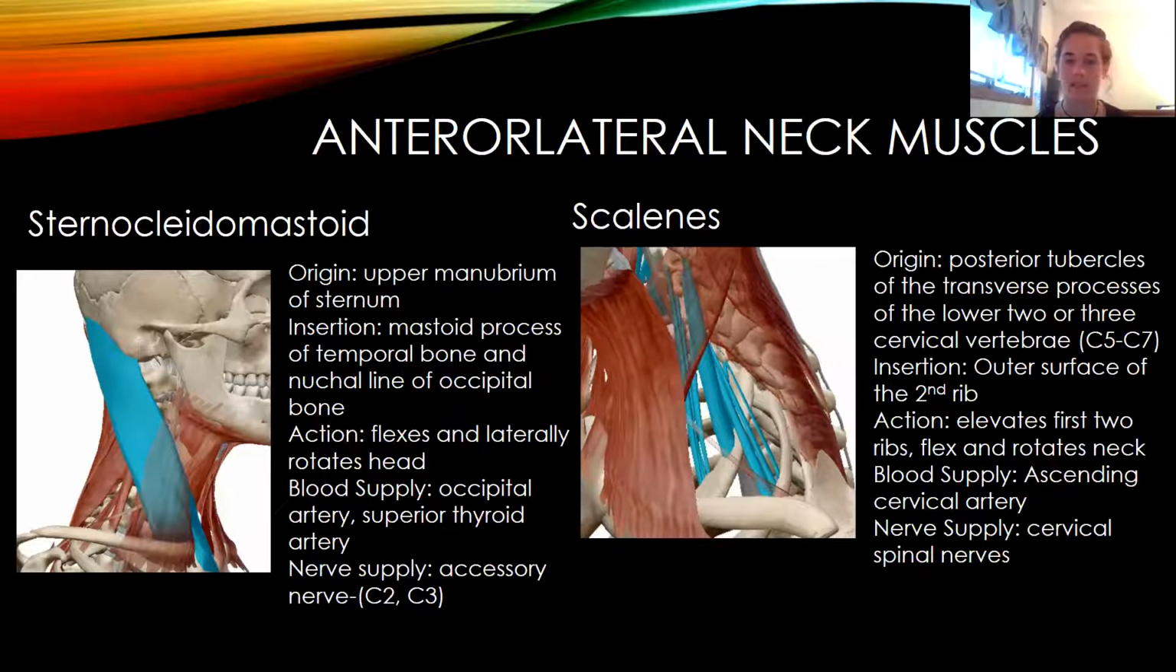And then the scalenus. The origin for this is the posterior tubercles of the transverse processes of the lower 2 or 3 cervical vertebrae. The insertion is the outer surface of the second rib, and the action is that it elevates the first 2 ribs, and flexes and rotates the neck. Blood supply is the ascending cervical artery, and the nerve supply is the cervical spinal nerves.